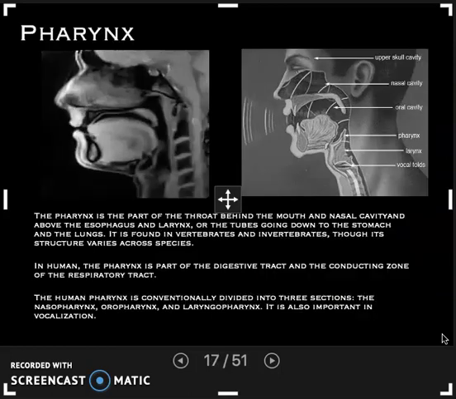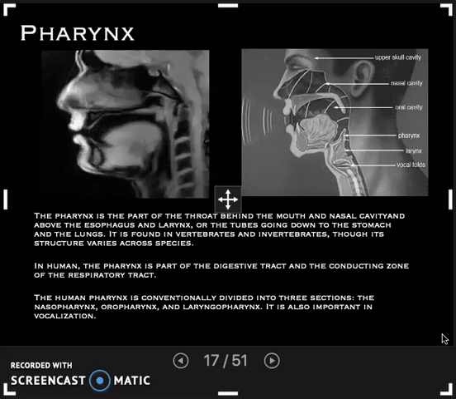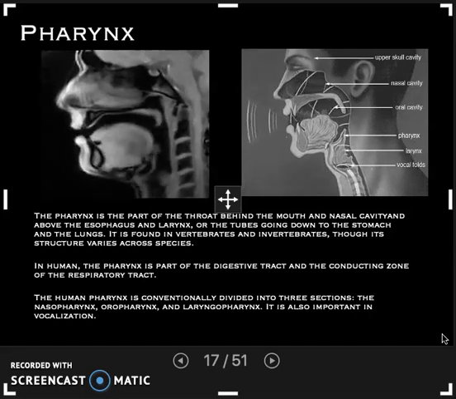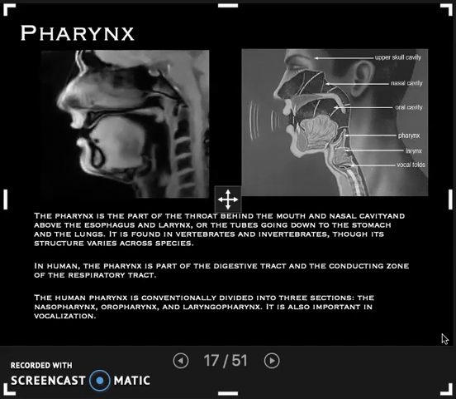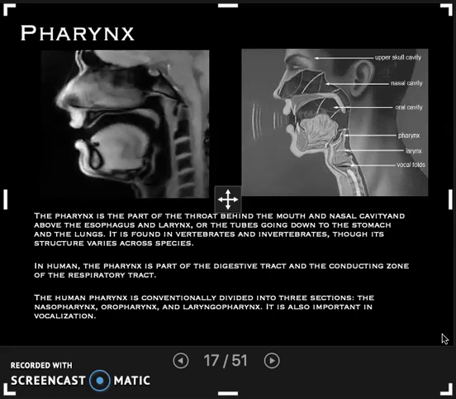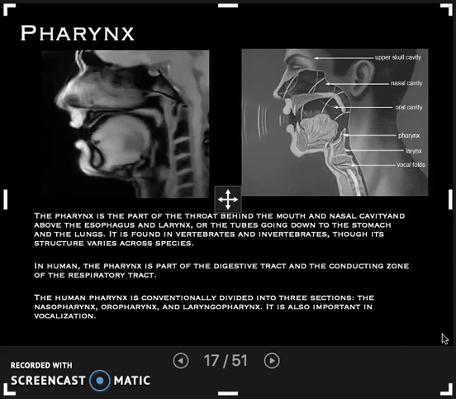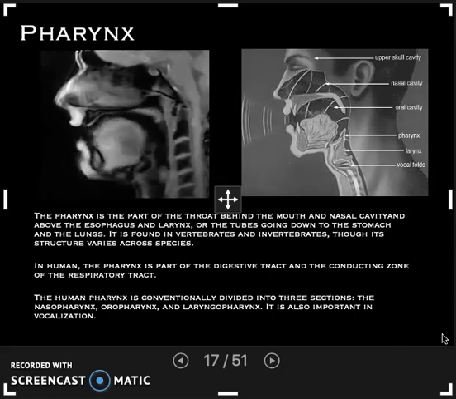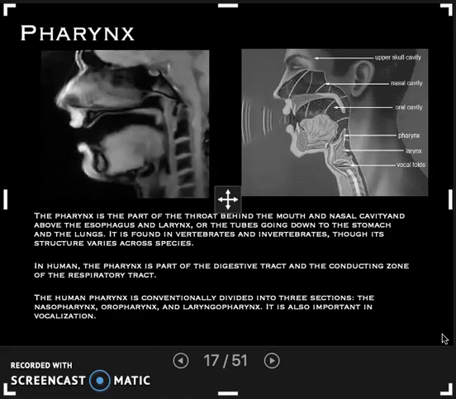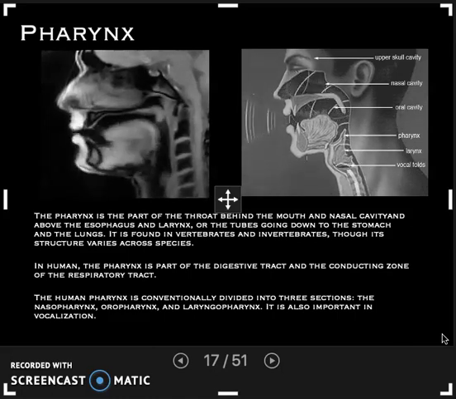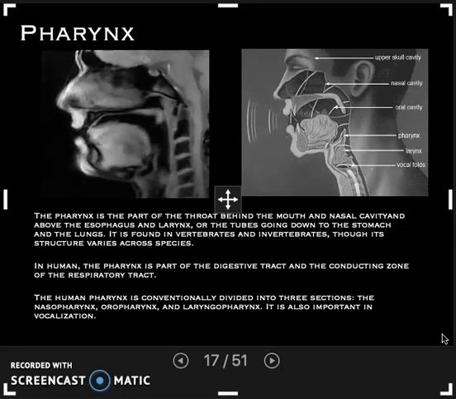The back of the oral cavity is called the pharynx. It is the gateway down into the esophagus, and it's divided into 3 sections: the nasopharynx, right up near the nose, oropharynx, and then the laryngopharynx. All right, so that's right where the epiglottis and the larynx are.